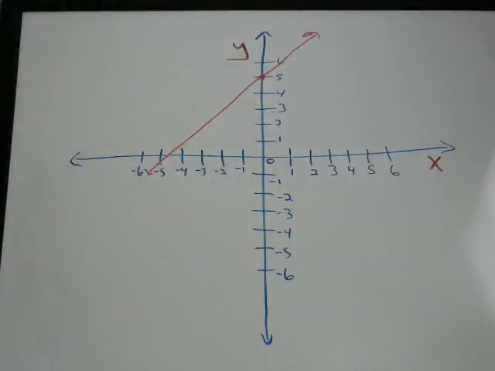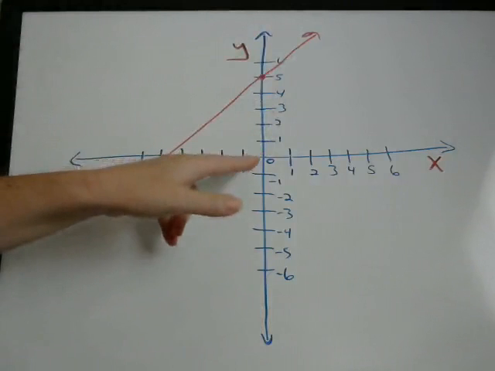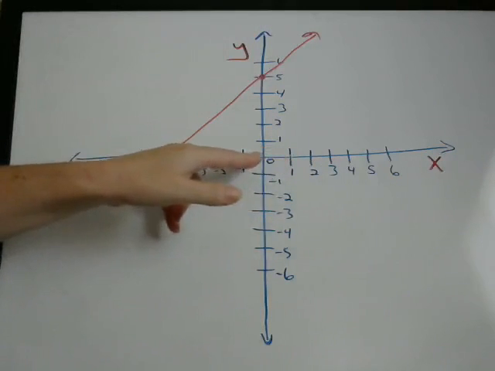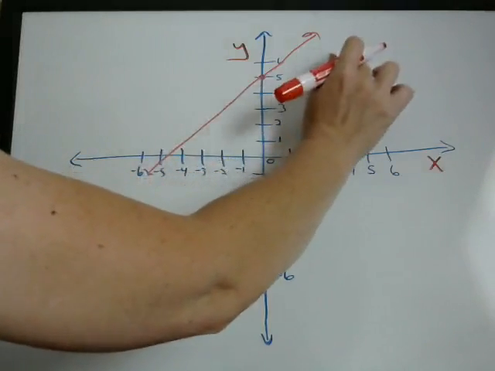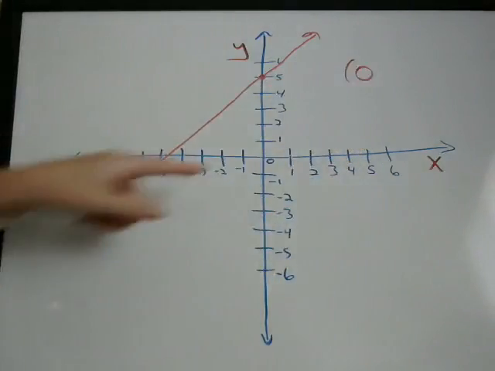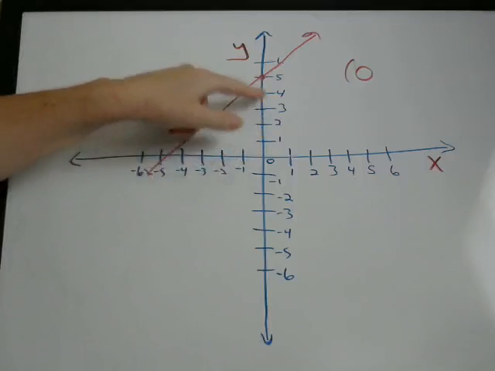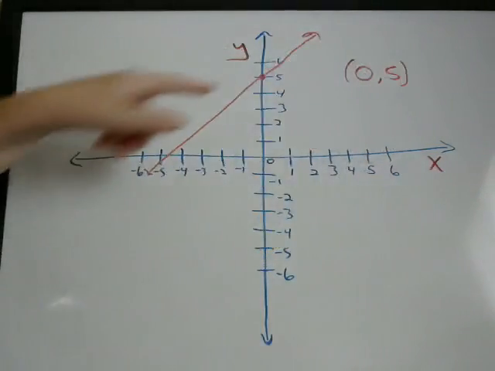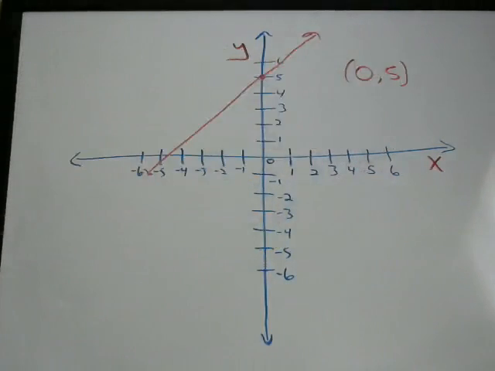And so what is the coordinate of that point? Well, since when you start at the origin, we're not going either way, left or right, your x component is going to be 0. And then y, 1, 2, 3, 4, 5, is your y component. So this point is 0, 5. That would be your y-intercept.